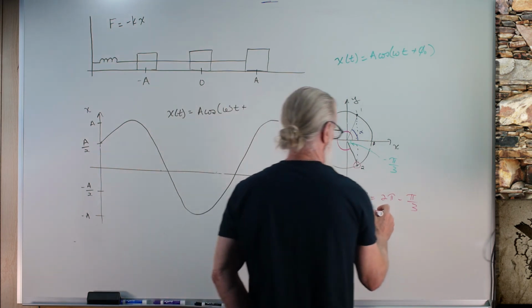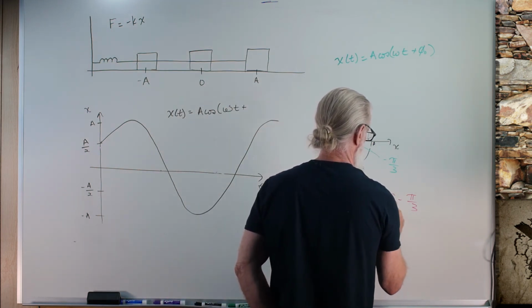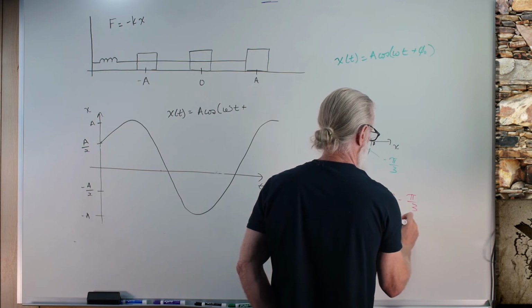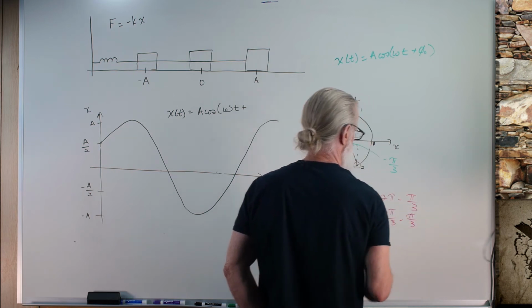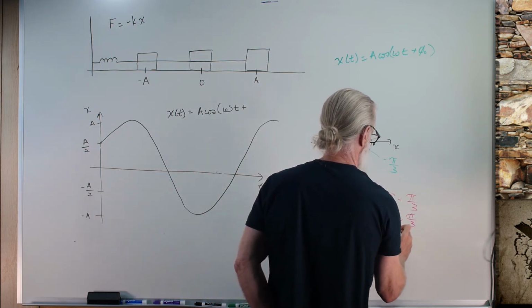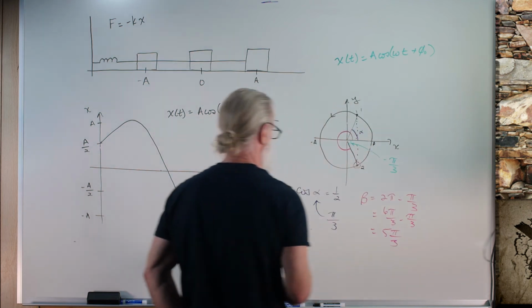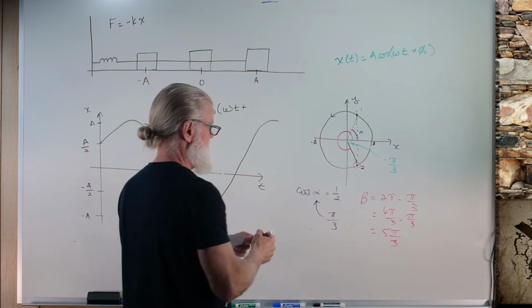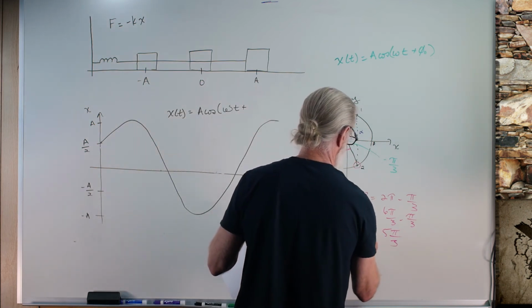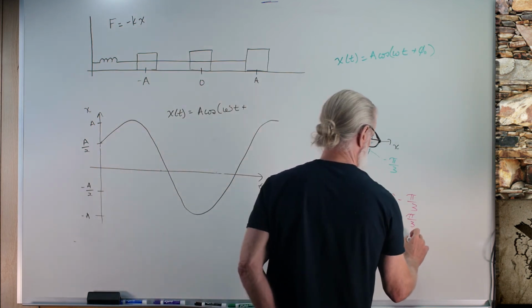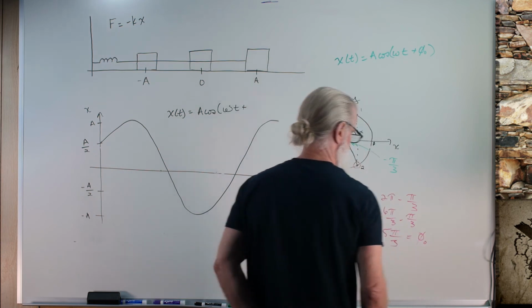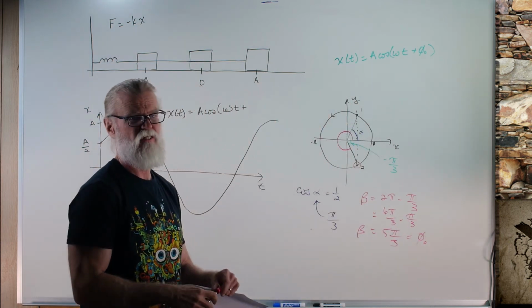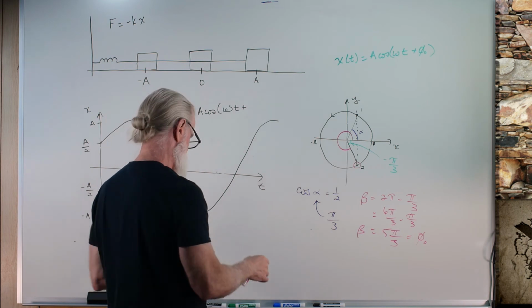So what do we got? We got 6 pi over 3 minus pi over 3, which is 5 pi over 3. All right, so that's our argument. That thing I called beta is, in this case, the phase constant. It is the angle at t equals 0.